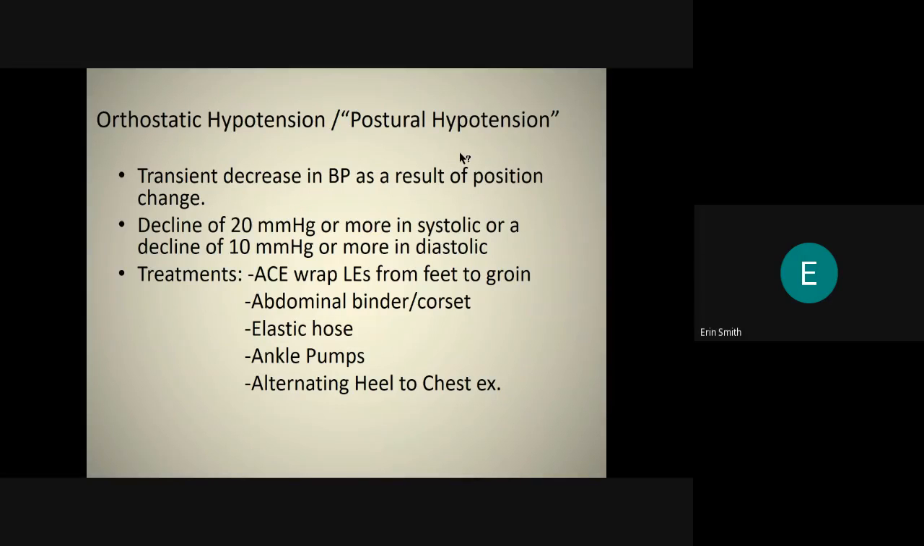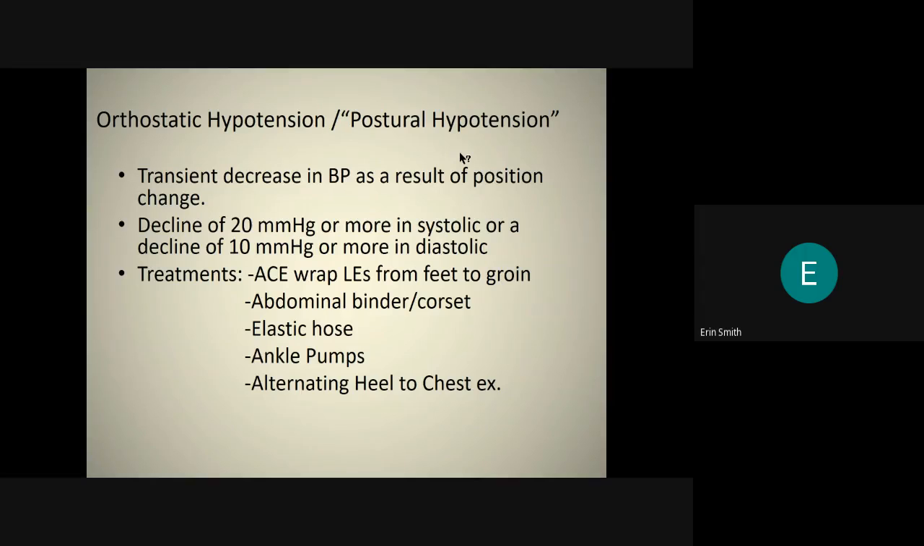One thing that you may see with a patient is they may have orthostatic hypotension, or you may also hear it called postural hypotension. So this is going to be a transient decrease in BP as a result of position changing.